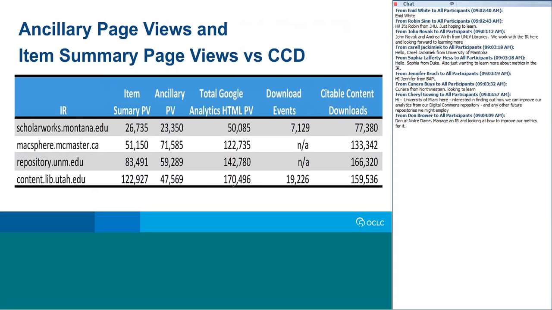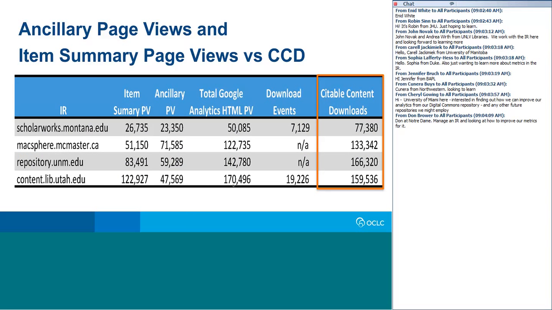Okay, a little bit more data. This compares the ancillary and item summary page views from those 4 repositories with the citable content downloads. The 2 columns that are highlighted at the moment, item summary page views and ancillary page views, are what Google Analytics was able to capture from each of the repositories. And the 3rd column, total Google Analytics HTML page views, just sums those first 2 columns. But again, the important stuff is over on the right side, the citable content downloads.